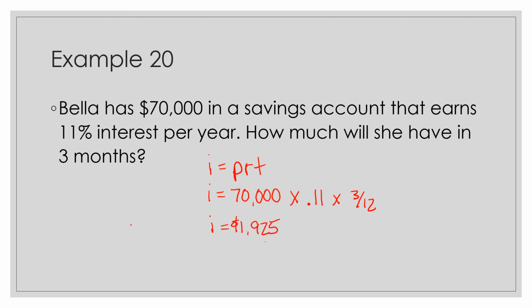So you need to go back and check your question. Is it only asking for the interest or is it asking for the total? It says how much will she have in 3 months? So that's talking about the total amount of money. So we need to take that amount for interest, $1,925, and add it to her principal amount that was already hers, that she had deposited in her account of $70,000. So that gives her a total of $71,925.